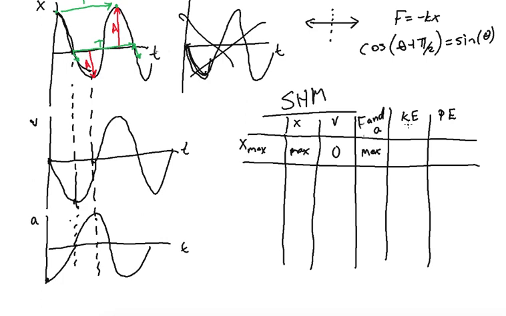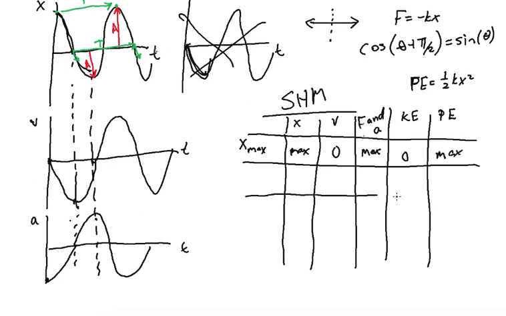What about kinetic energy? Kinetic energy is about velocity. Velocity is 0. Kinetic energy is 0. Potential energy is based on position. We had potential energy for a spring. It was PE equals 1/2 kx squared. So potential energy is a maximum when displacement from equilibrium is a maximum. So this is a maximum here.